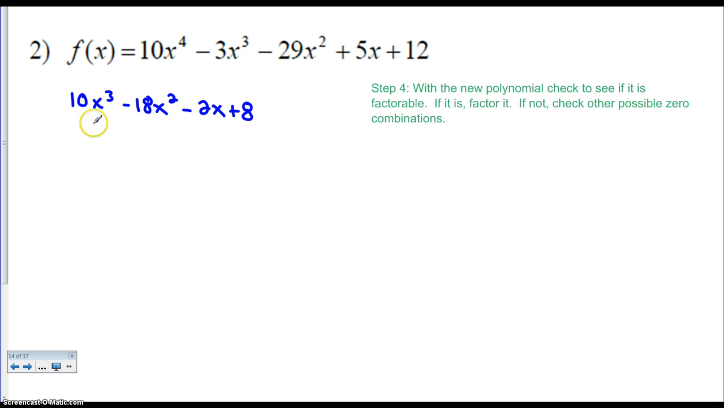Well, the only way that I know how to factor this is by grouping. Actually, I know that 2x squared goes into that, so I got 2x squared times 5x minus 9. And then minus 2 times x minus 4. So, nope, it is not factorable. Okay, so now I got to check to see if other possible zeros go into it.